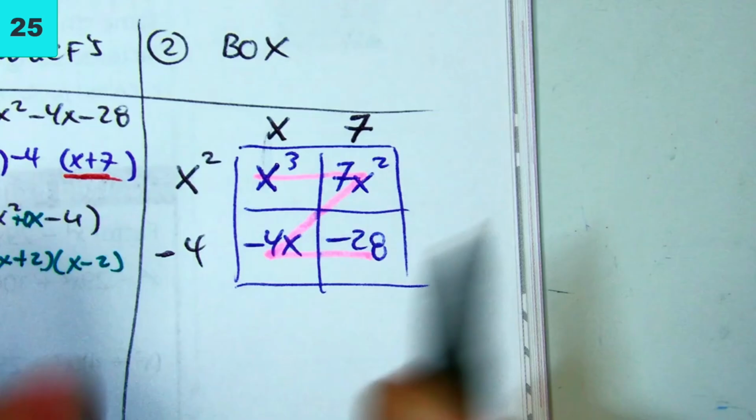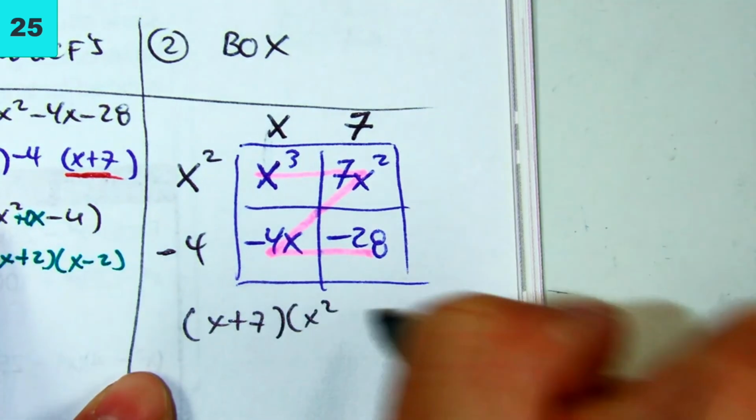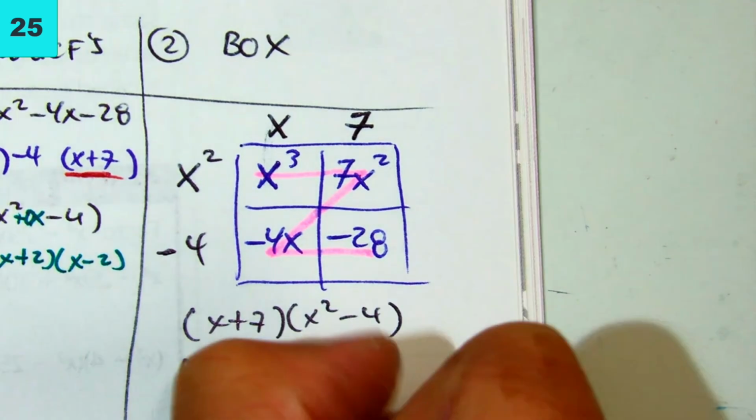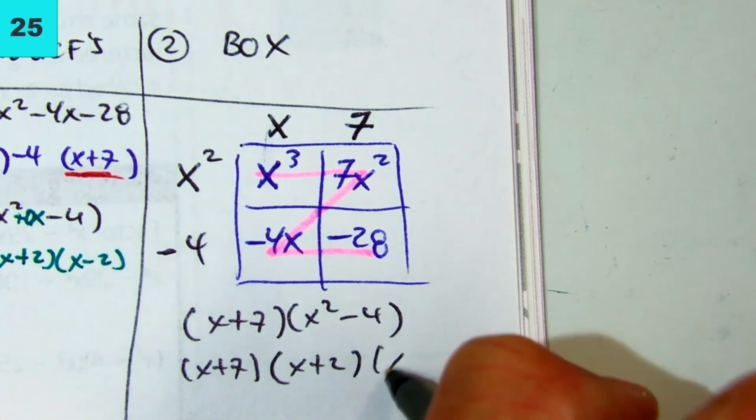So I have x plus 7, x squared minus 4. And we just did the same problem there. That just expands to be positive 2 and negative 2.